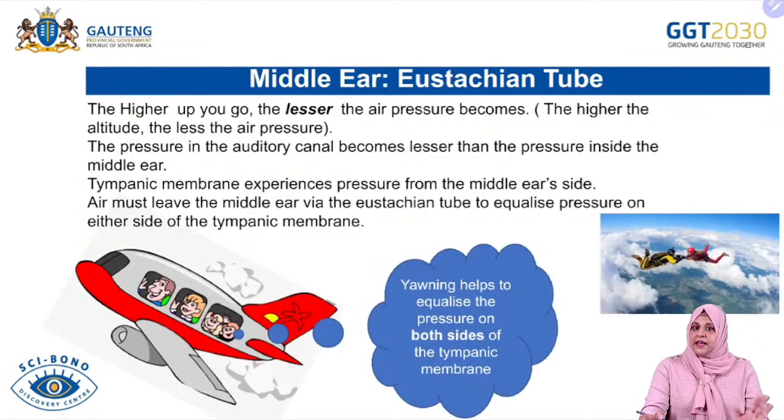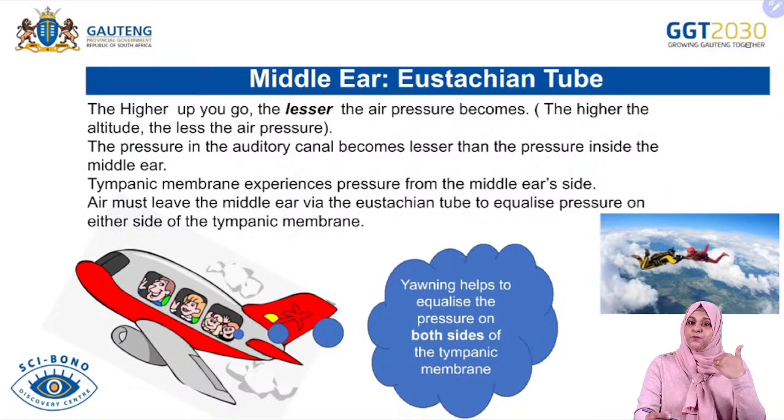Right, now we're still looking at the eustachian tube because these are the possible questions you can get in the exam relating to the eustachian tube. So they talk about scuba diving, skydiving. So let's talk about this. The higher up you go, now it's different, the lesser the air pressure becomes. So the higher the altitude, the less the air pressure.